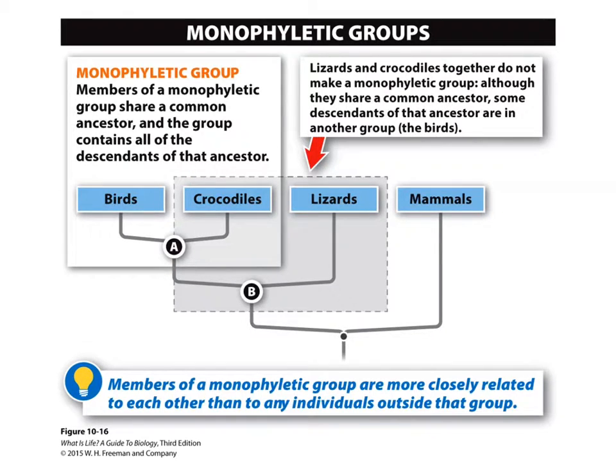So this is monophyletic. If we want to put together the group reptiles, crocodiles and lizards, this is not a monophyletic group. We have common ancestors A and B included, and some of the descendants, but not all of them. Because the birds are left out, this is not a monophyletic group.